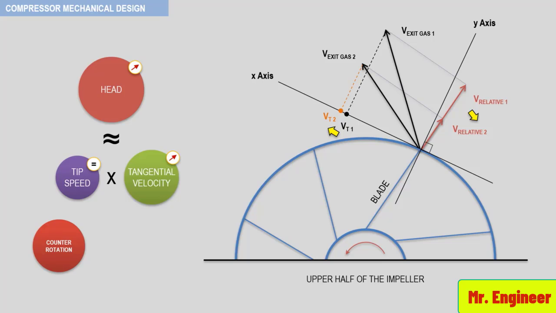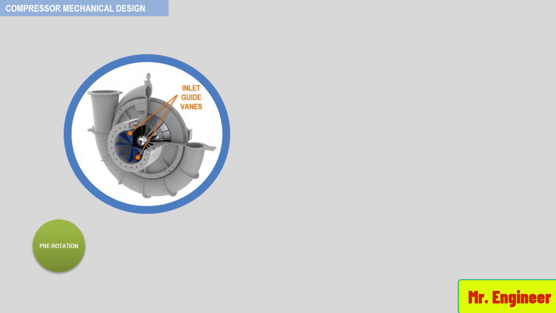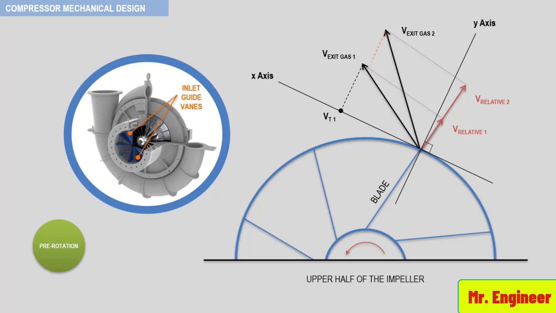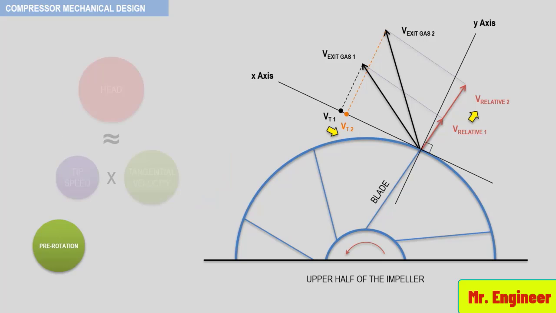Now, in the case of a pre-rotation of the inlet guide vanes, the velocity relative to the blades will be increased, as depicted here. This results in a new exit gas velocity. This new velocity will have a lower x component or tangential velocity. So, a pre-rotation of the inlet guide vanes increases the relative gas velocity, which decreases the tangential velocity. This means, assuming a constant tip speed, the head is reduced.